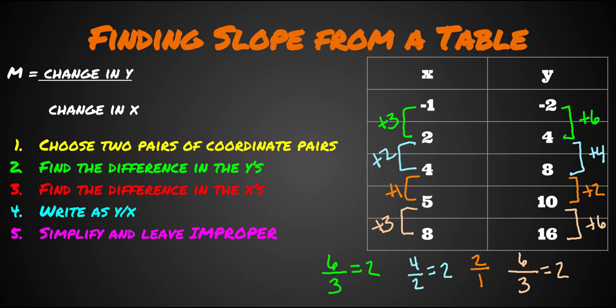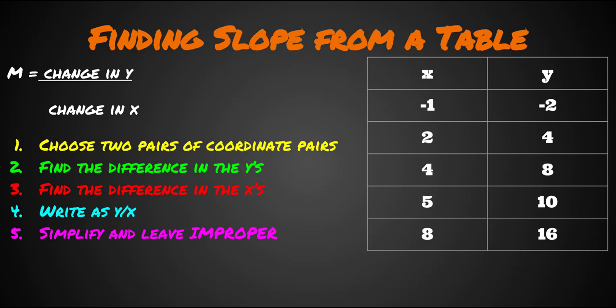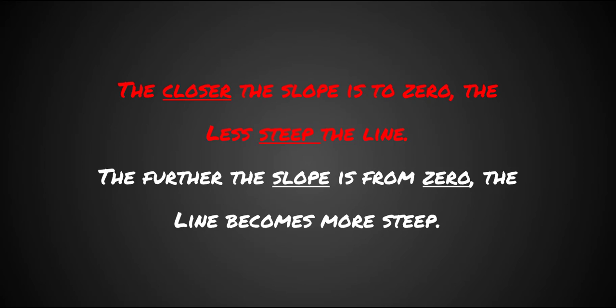Now, there is one other thing you really need to know that's important that you're going to see, and that is the fact that the closer the slope is to 0, the less steep the line will be when it is graphed. The further the slope is from 0, the steeper the line will be. So the closer it is to 0, the less steep the line becomes, but the further away from 0 the slope is, the more steep it becomes. And this is how you find slope from a table.